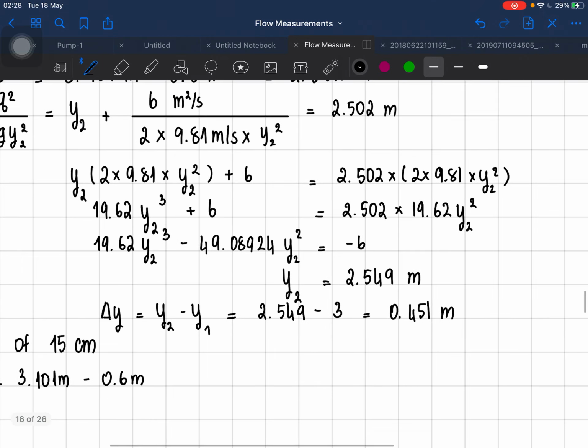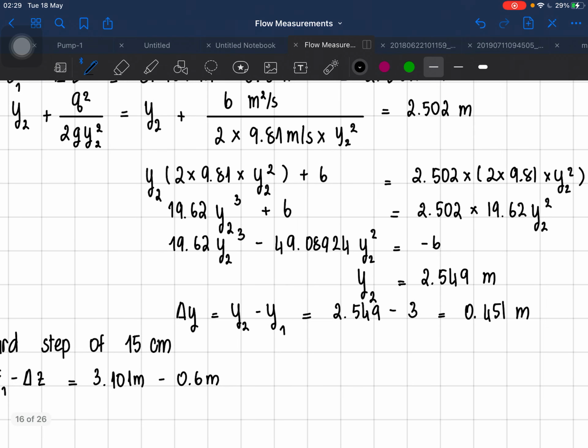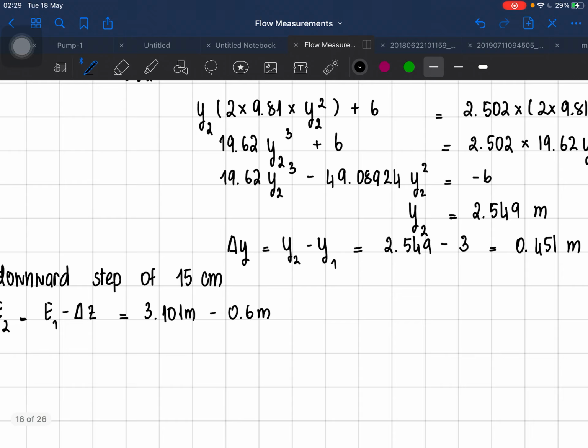Yeah, it's actually exactly the same as the previous one. Oh, sorry. It's not 0.6, it's 0.15. It says it changes the down step to 15 centimeters, so it's 0.15. The answer is 2.951 meter.